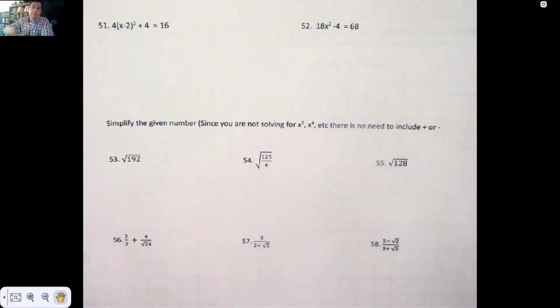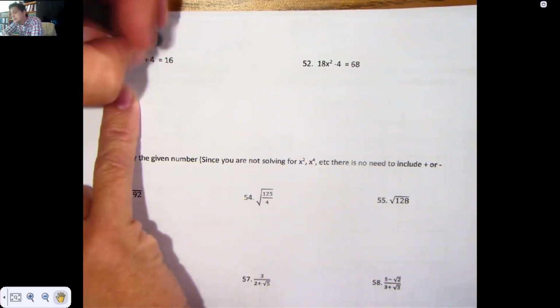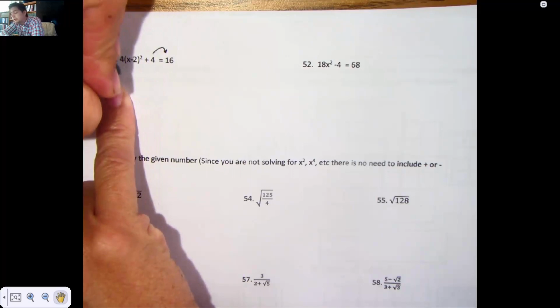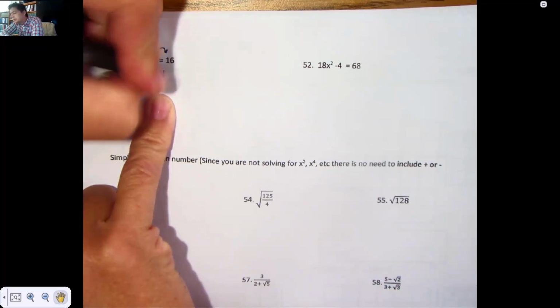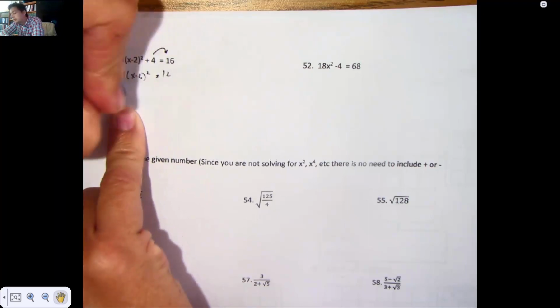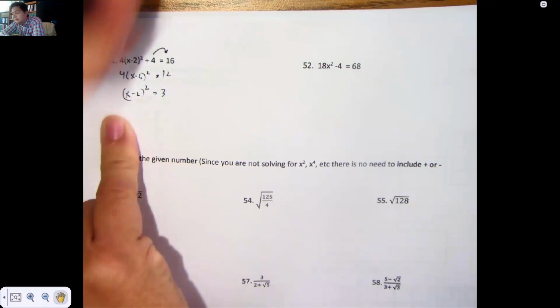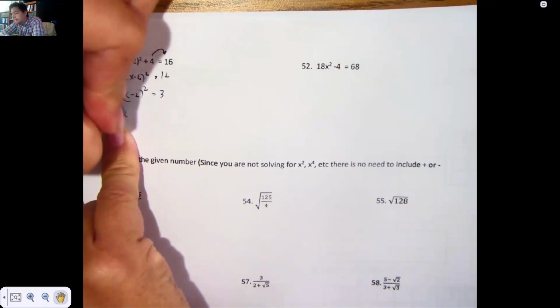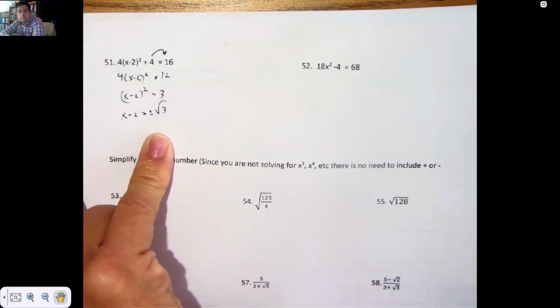So 51 and 52 are just like the previous two problems. We will subtract our 4 and we'll get a different number here this time. Actually, this one's easier than the last two. We'll get a 12. We'll divide our 4 out, and this is why it's easier, because 12 divided by 4 is 3. When you counteract your squaring, you'd have x minus 2 equals plus or minus the root of 3, which doesn't simplify. It's as simple as it gets.